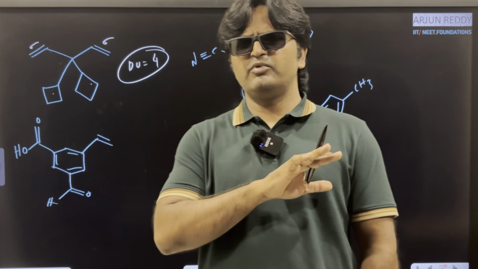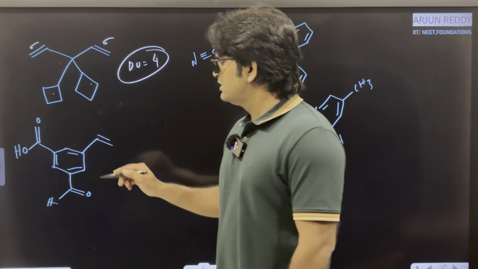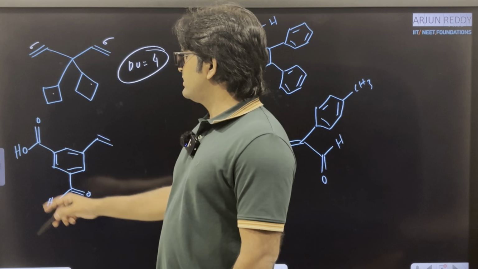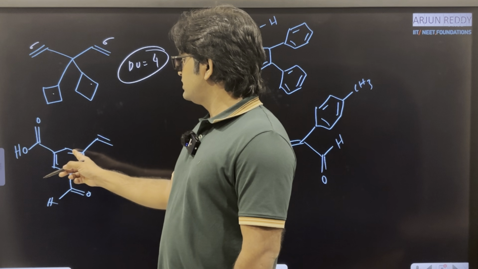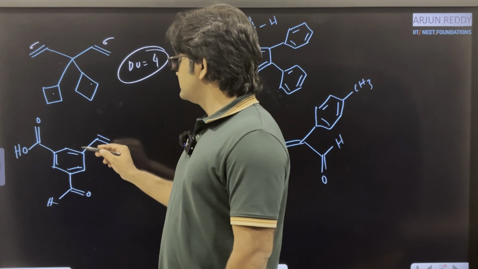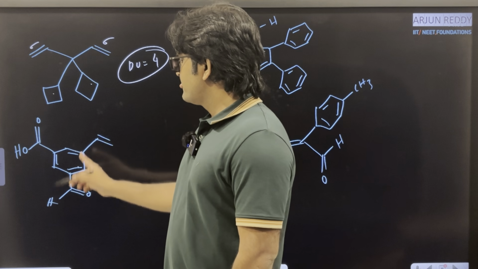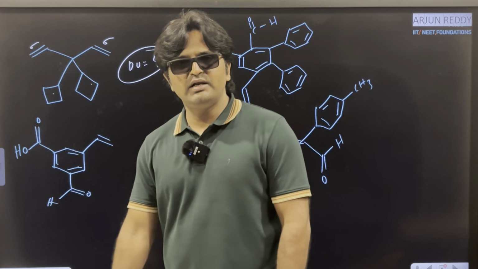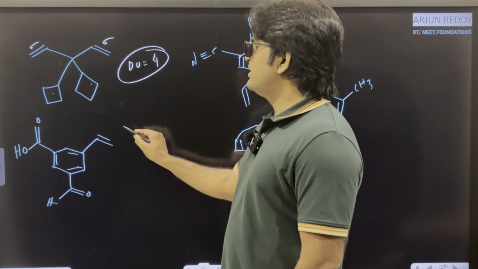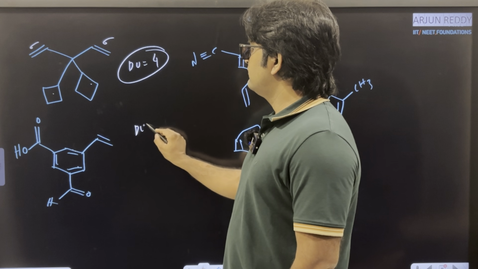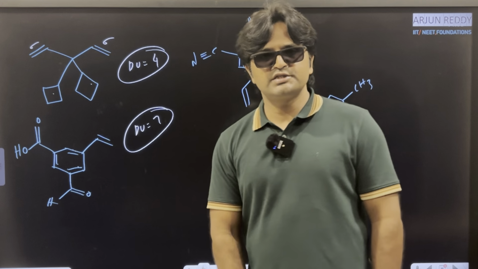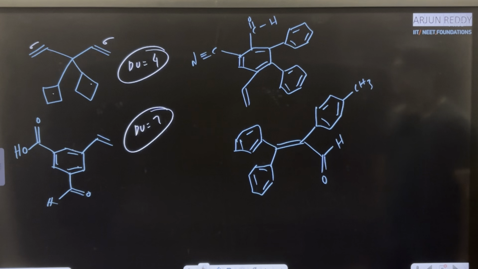And come to the next example. Here also your compound is very clear, no confusion. Here how many pi bonds are present? 1 2 3 4 5 6. 6 pi bonds are there. Plus how many rings are present? One ring is present. Now 6 pi bonds plus one ring system. Then what is the degree of unsaturation? 7. Clear?